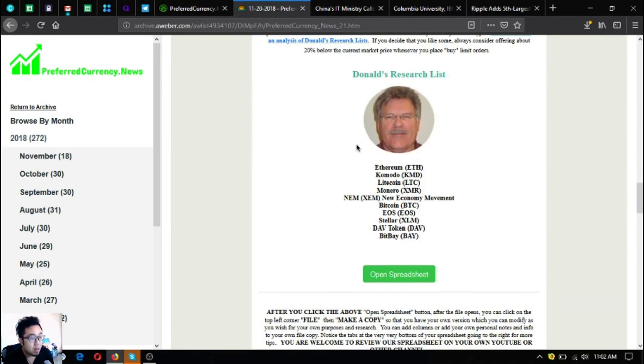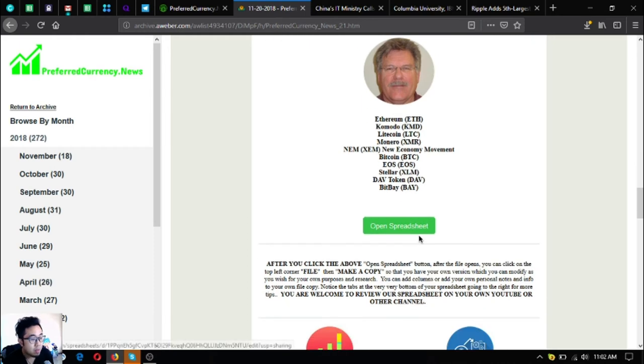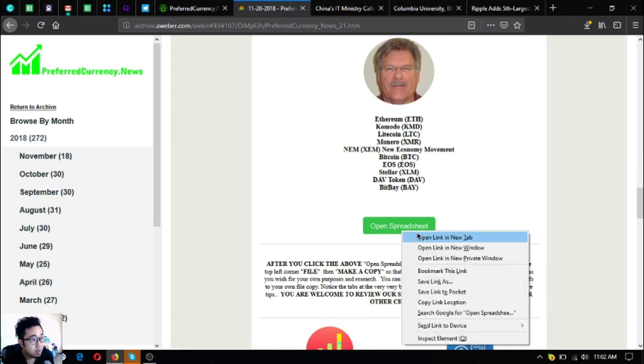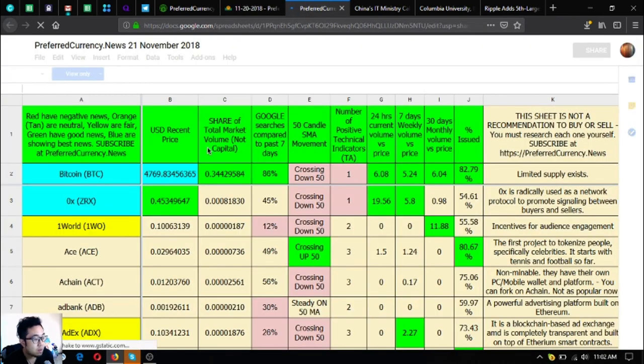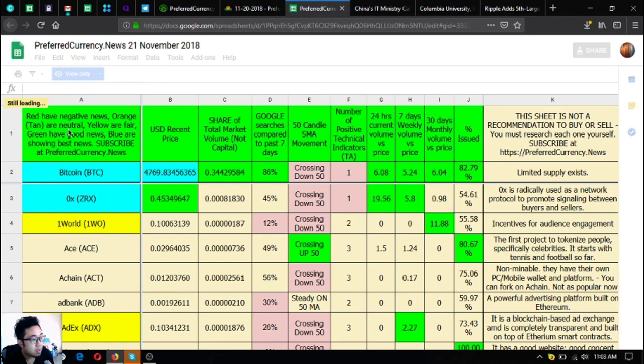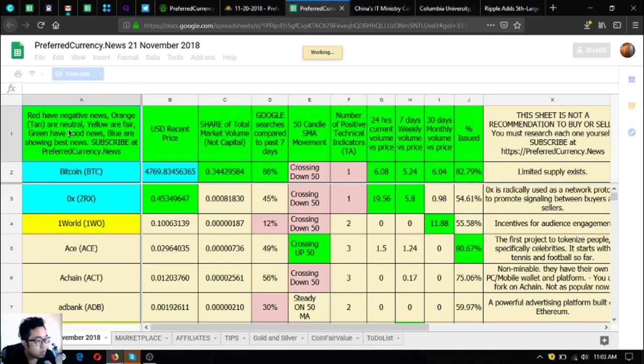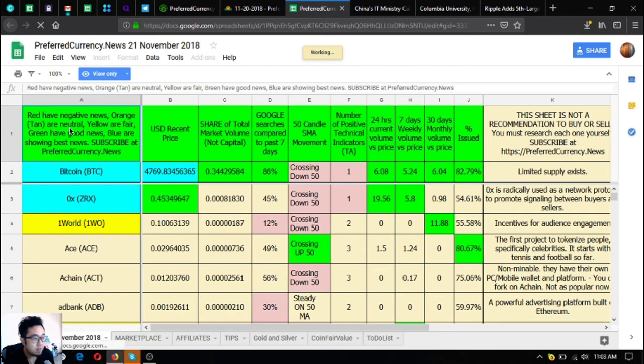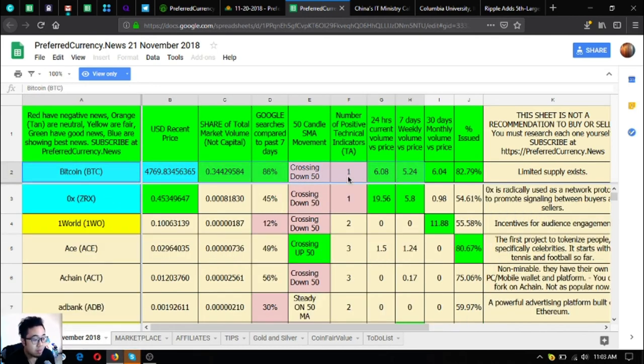Okay, so here are the top coins of Don the Guru. These are Ethereum, Komodo, Litecoin, Monero, NEM, or New Economy Movement, Bitcoin, EOS, Teller, Devcoin, and BitPay. And you can click this spreadsheet to explore further Don the Guru's research list. As you can see in cell A1, the red have negative news, the orange are neutral, the yellow are fair, the green have good news, and the blue are showing the best news. So the blue ones are the best coins that you should include in your research list. According to Don the Guru, these are the coins that show the best news today.